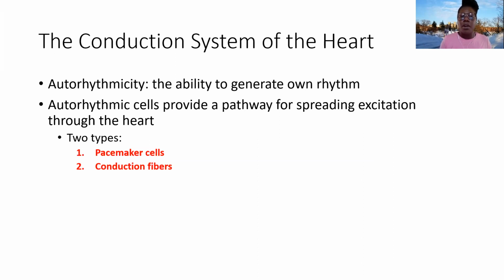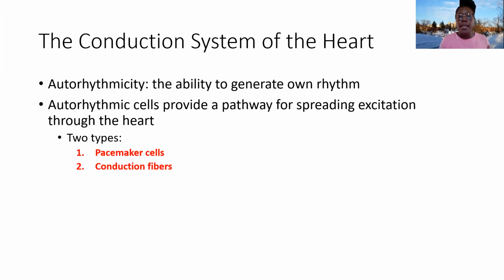And then the other type of autorhythmic cells are the conduction fibers. So they're not actually initiating action potentials as fast as the pacemaker cells, but they can, to some extent, spontaneously depolarize, but they're more important for passing that conduction through the heart very quickly. And we'll talk about examples of those fibers coming up in a bit.